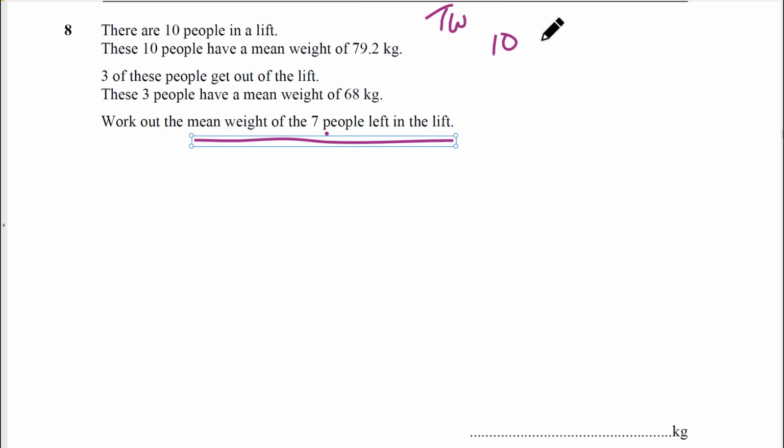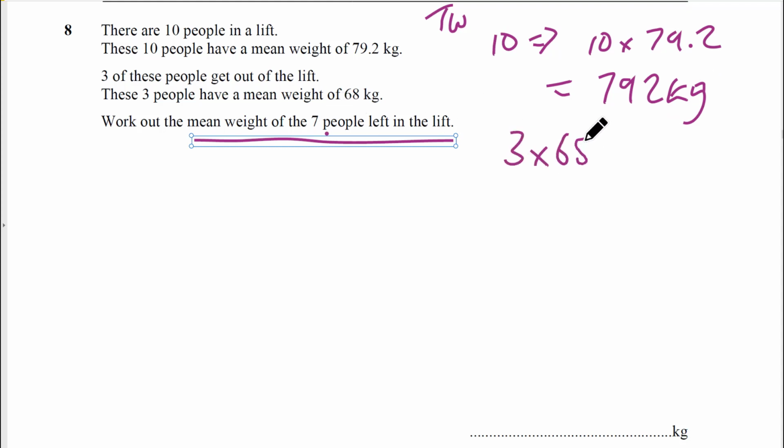I'm going to say TW for total weight of the 10 people is going to be 10 times 79.2, so that equals 792 kilograms. Let's get a method mark there. That will definitely get you a method mark. 3 people have a mean weight of 68, so their total weight must be 3 times 68. That should be 204 kilograms.